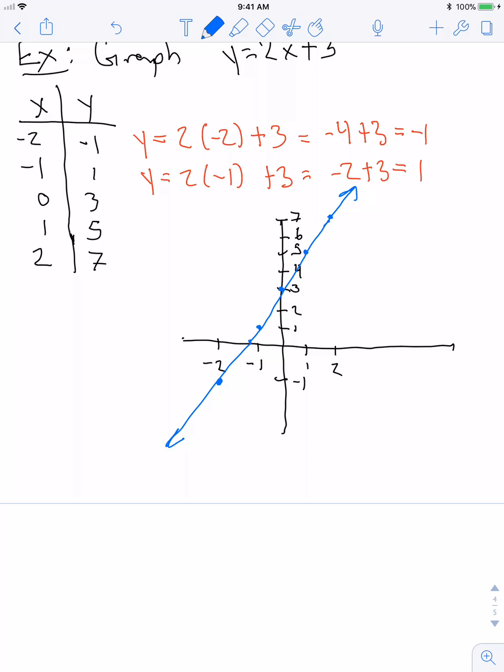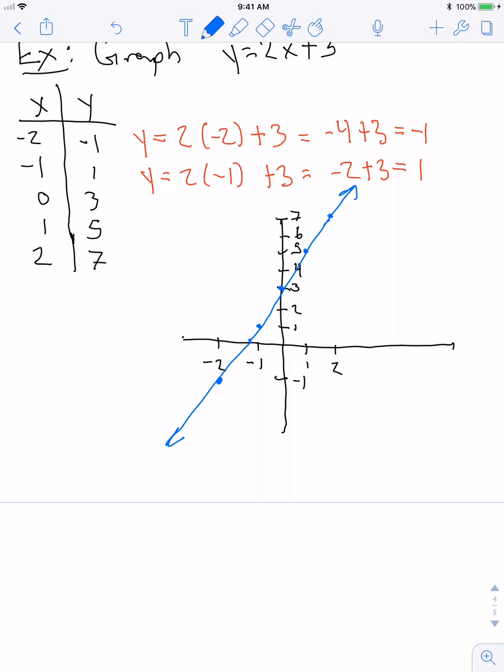Now, what else can we do with a graph? Well, some points might be standing out to you here. Maybe we want to know when it hits the y-axis here, or on the other hand, maybe we want to know when it hits the x-axis. This could be good information. For example, if the x-axis represents time and the y-axis represents money, we might want to know how much money we start with when time is 0. That would be, I don't know, $3.